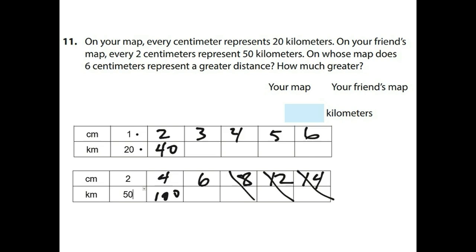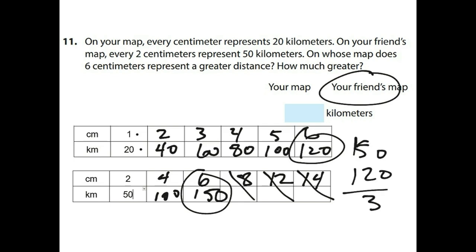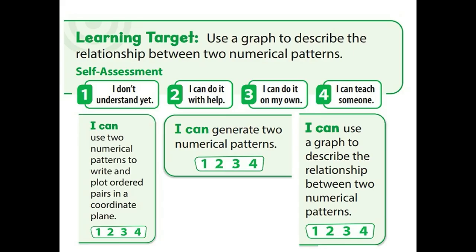Alright, so here's what that would look like. So 20, 40, 60, 80, 100, 120, and then 50, 100, 150. So let's look at the 6. Whose has more? Yeah, your friend's map. By how much? Well, 150 minus 120 is going to be 30. So 30 kilometers. Well, alright, let's go back over our learning target. Use a graph to describe the relationship between two numerical patterns. Hopefully you can do that on your own.